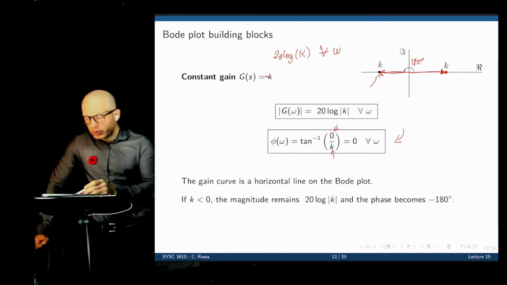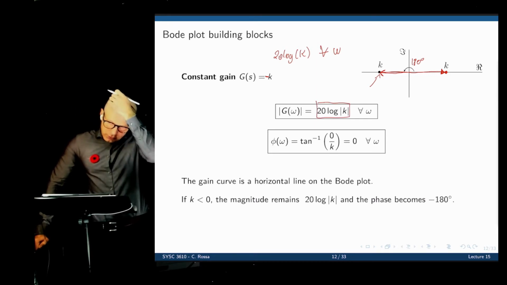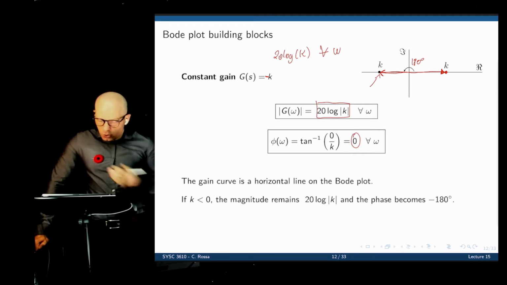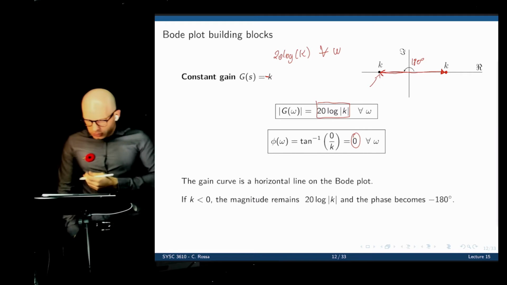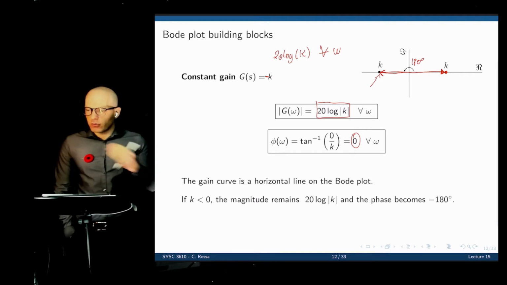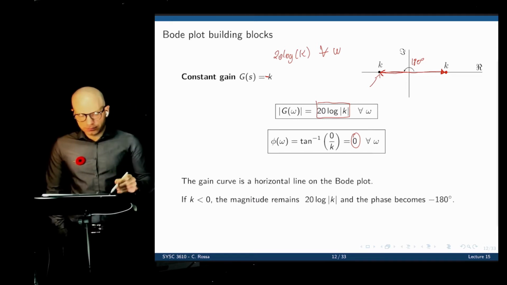So for a constant gain, we have a magnitude that is 20 log of that gain for all frequencies, and a phase of 0, or negative 180 degrees if the gain is negative. On the Bode plot, that is simply a horizontal line for the gain for all frequencies and a horizontal line for the phase for all frequencies.